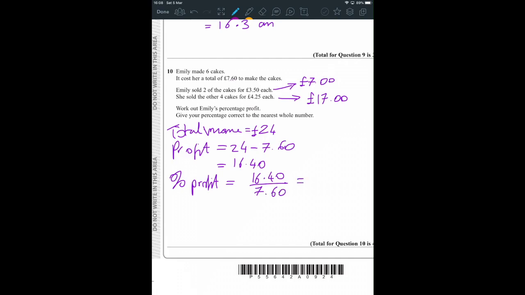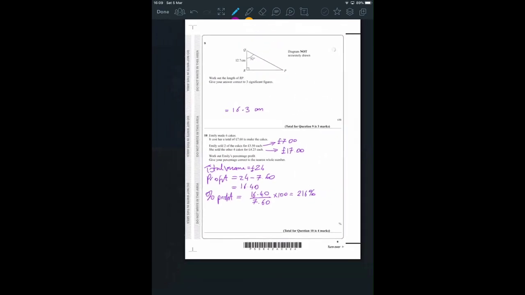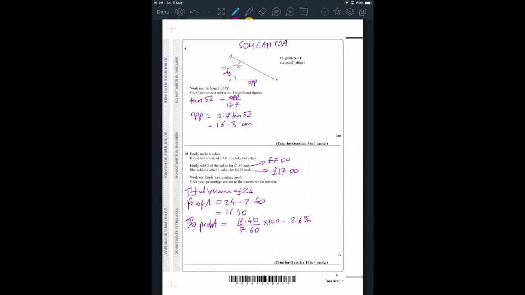And it looks like Emily here has done quite well with her cake sale. £16.40 divided by 7.6. To turn it into a percentage, I need to multiply that solution by 100. And we have a profit to the nearest whole number of 216%. She pretty much trebled her money in this cake sale, which isn't unreasonable for this kind of situation.